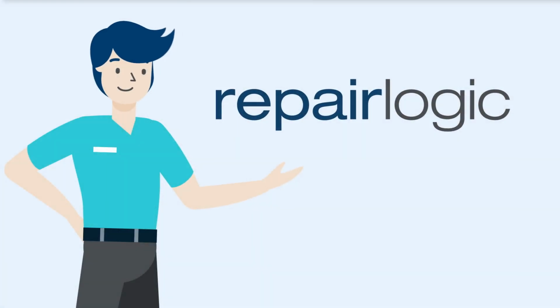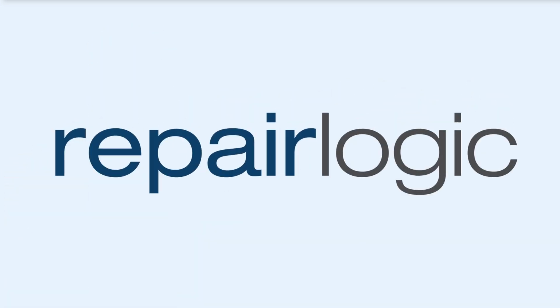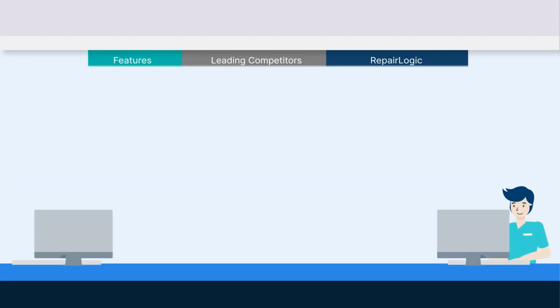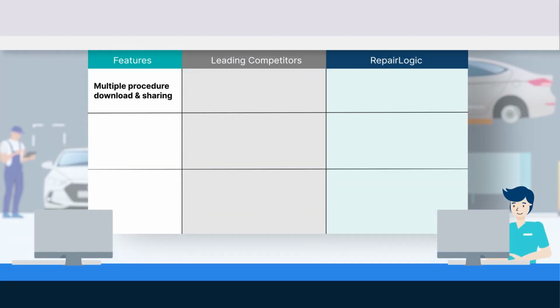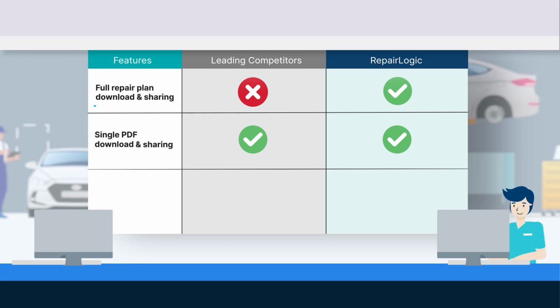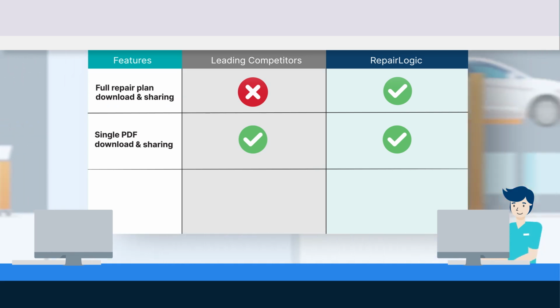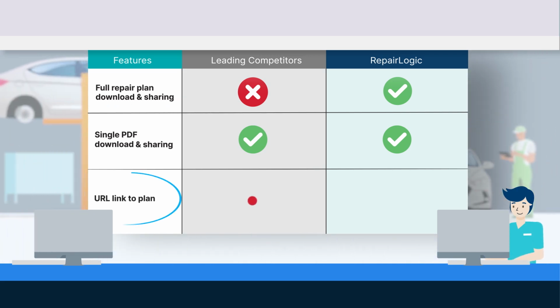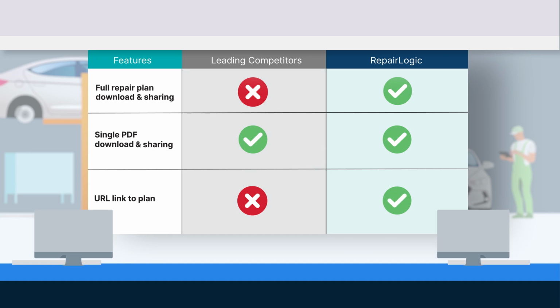RepairLogic makes it easy to build a comprehensive repair plan by allowing you to look up multiple procedures at once, download and share them, and create a complete repair plan in 13 minutes or less. Conversely, leading competitors offer single procedure PDF downloading and sharing. RepairLogic, on the other hand, allows you to download and easily share the full repair plan. Plus, you'll have a link to the plan that is archived in RepairLogic and can be accessed again at any time.